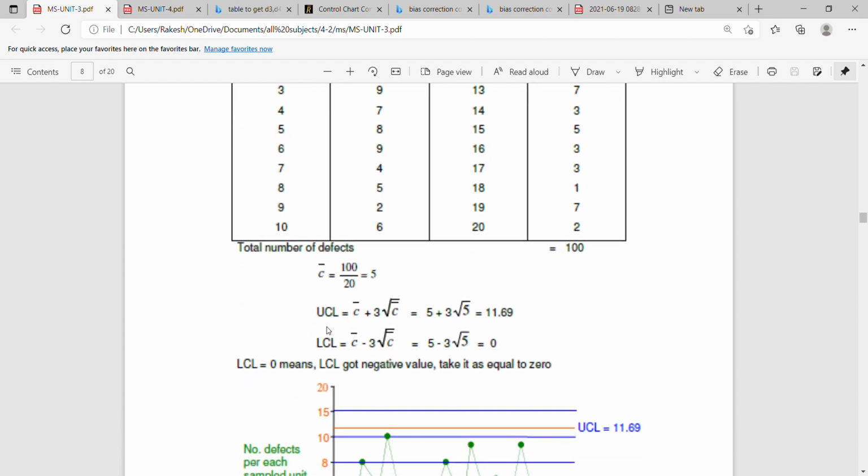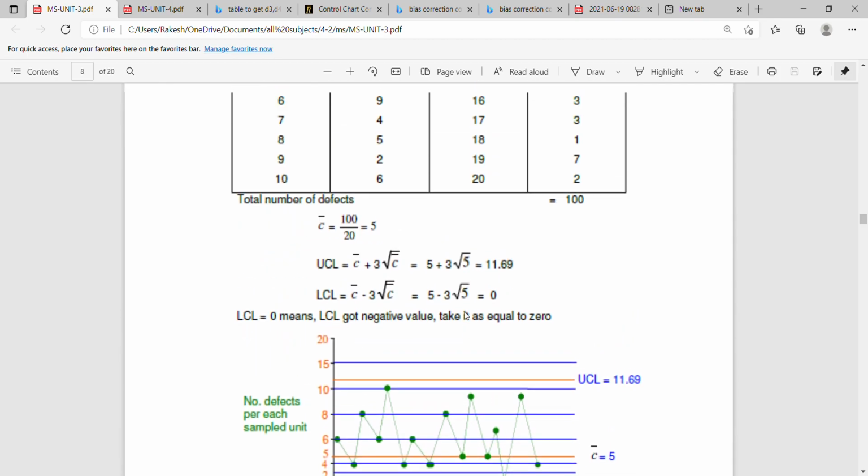And coming to calculating upper control limit and lower control limit, it is nothing but C bar plus 3 under root C bar. As we already got C bar, just substitute here and use your calculator to get the upper control limit as 11.69 and lower control limit as 0. You can see that lower control limit is negative. Actually 5 minus 3 root 5 is less than 0. You take the value as 0 if the value of lower control limit is less than 0. You consider it as 0 just.